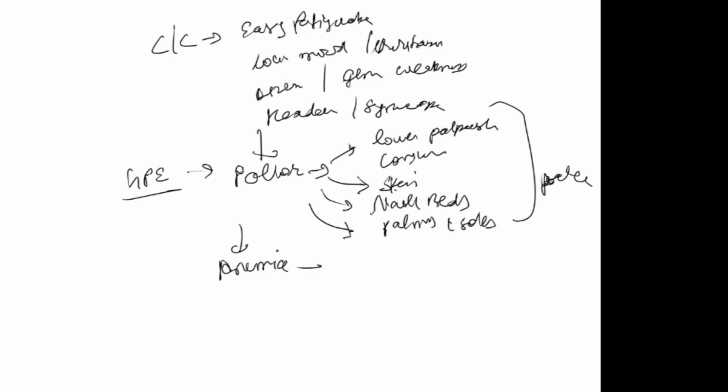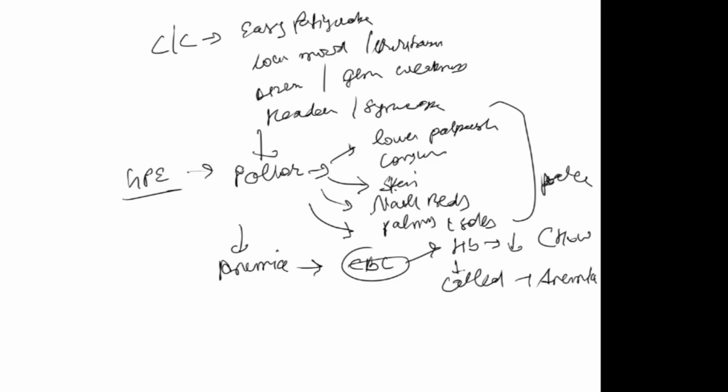The next investigation we prescribe is the CBC. In the CBC, we first see the hemoglobin. If it is low, how much low we will discuss later, then we will call it anemia. That's how we diagnose a case of anemia. At this point, we are not classifying the anemia. So we have diagnosed the patient with anemia.